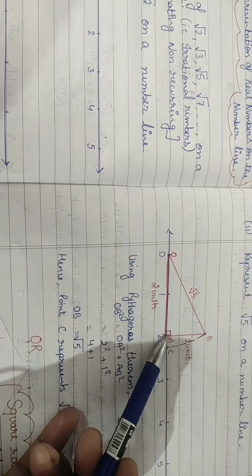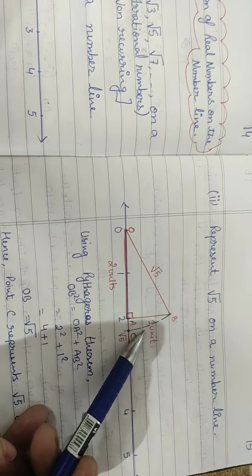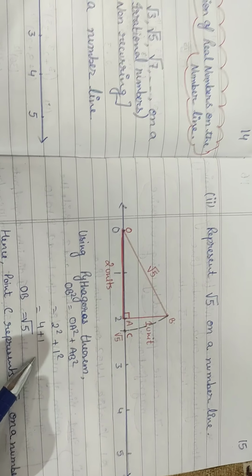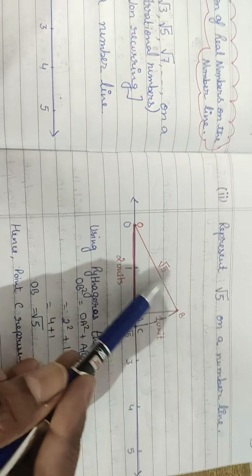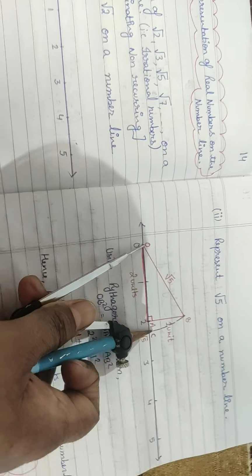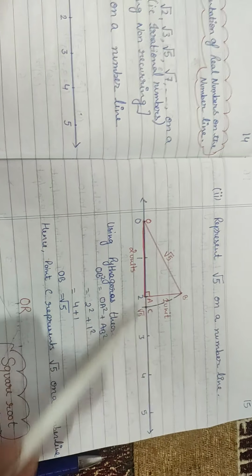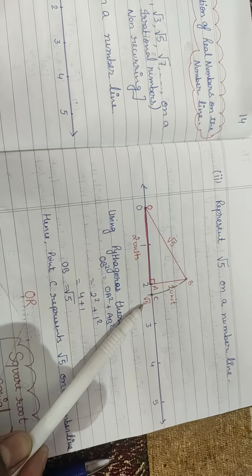Now again from point A we are going to make a perpendicular of 1 unit distance. In the same manner, join OB and use the Pythagoras theorem in this triangle OAB. Then we get OB as root 5. Again in the same manner, we are going to measure this OB with the help of a compass and draw an arc. Again you can observe this arc intersects this line at point C. That is root 5.